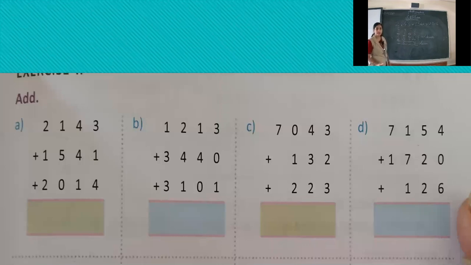Children, 4 sums are there. Copy down all the 4 sums and do them on your own. I'll solve for you on the board. You also start doing. I'm watching you. And don't write the answer in the chat box. You write and be ready. When I do it, you can check. I'm doing it for you.